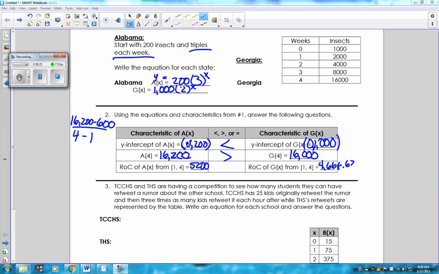So Alabama has more. To me, in the beginning of the year, the summer, I'd rather live in Alabama, less bugs. But at some point, I'd want to move back to Georgia. Not as many bugs.